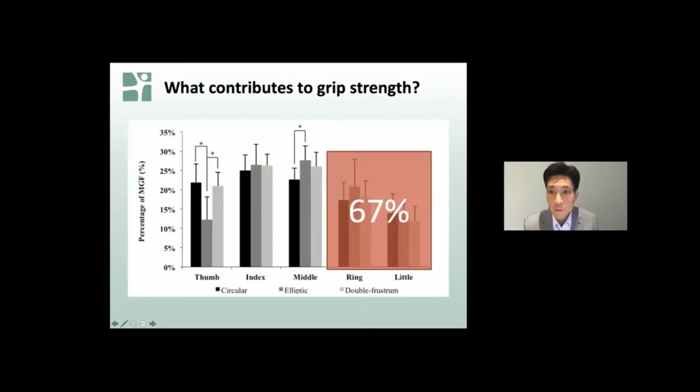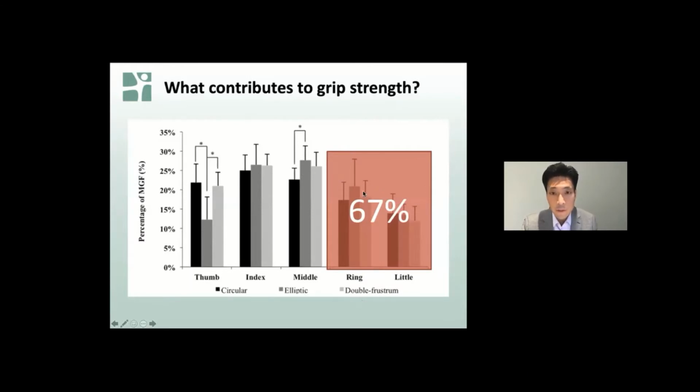And grip strength, if we think about it, involves all of your fingers, including your thumb. But what really catches people off guard is when you look at individual fingers and think about which specific fingers contribute the most to your grip strength. Many studies, and most actually, find that the ring and the small fingers are the ones that really give you 67%, maybe up to 80% of your grip strength.